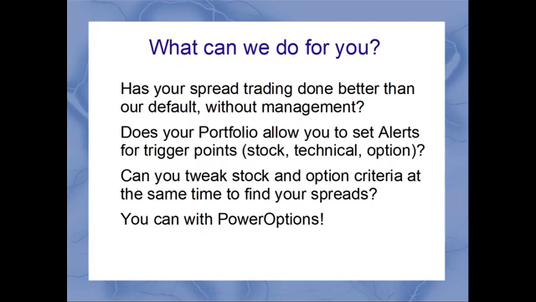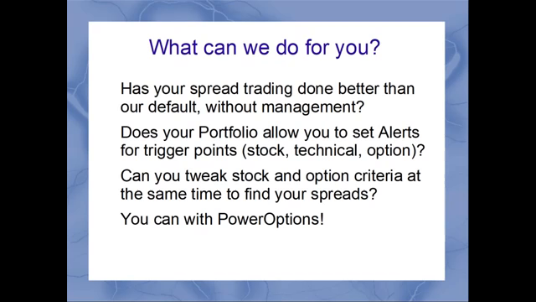Do your portfolio tools at your broker allow you to set alerts for trigger points for the underlying stock price? I'm sure they do. But for the technicals, the stock drops below a 20-day or 50-day moving average. Maybe use a technical where you want the stock to open a bull put. You want the 20-day to be above the 50-day. Okay, well, you can set that in Power Options as well.